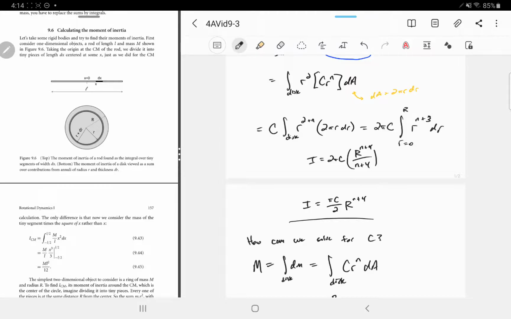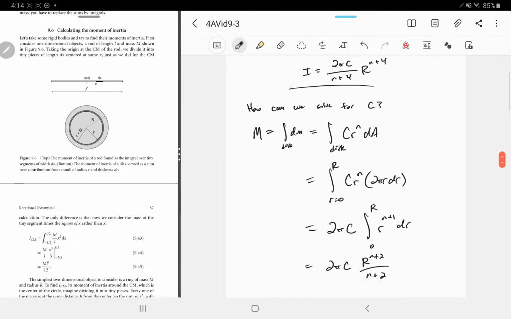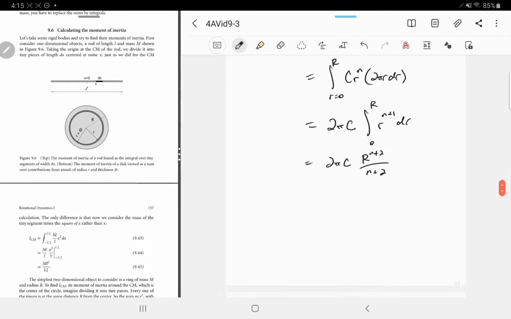Yeah, that should be n plus 4. And then, yeah, I guess we can't really simplify it beyond that, right? 2 pi c over n plus 4 r to the n plus 4. Okay, sorry about that.